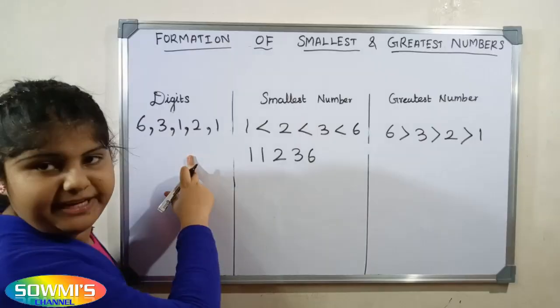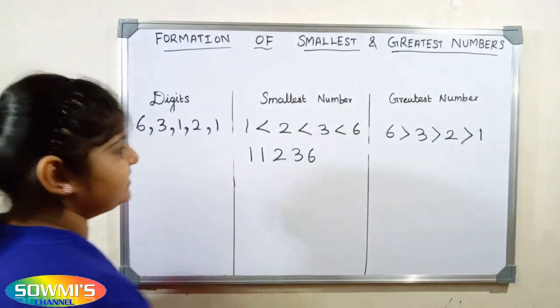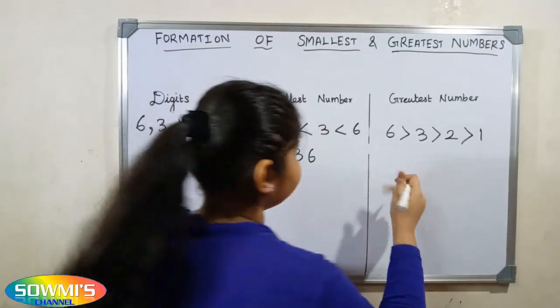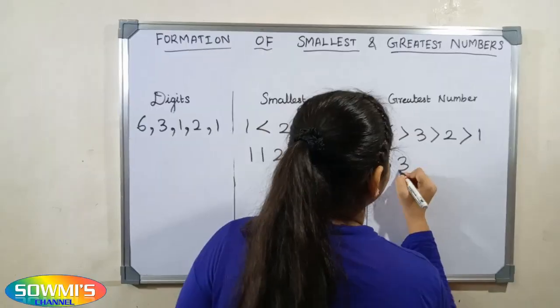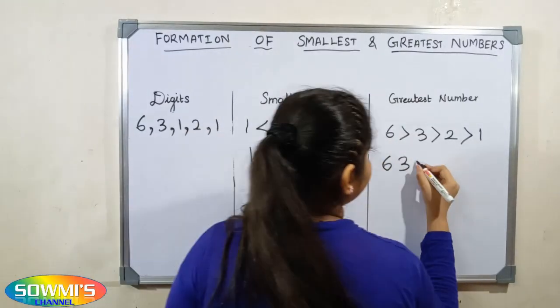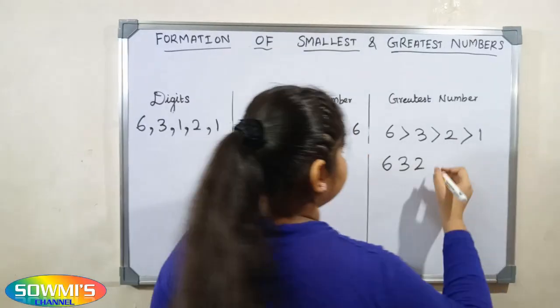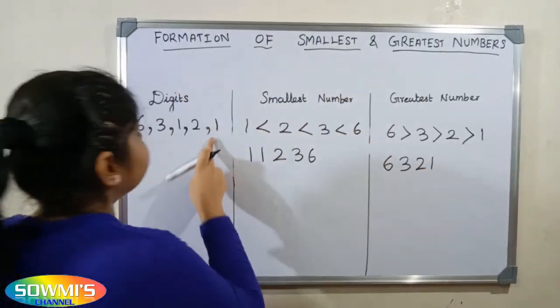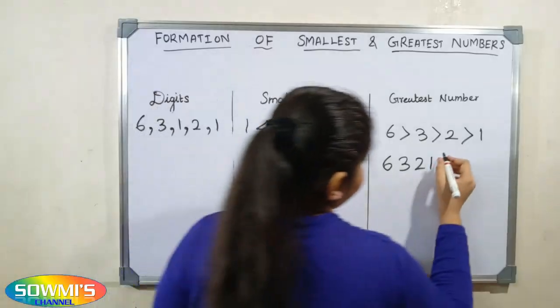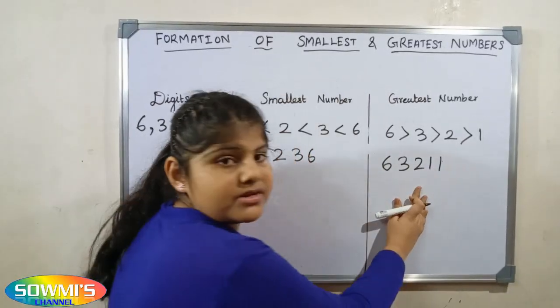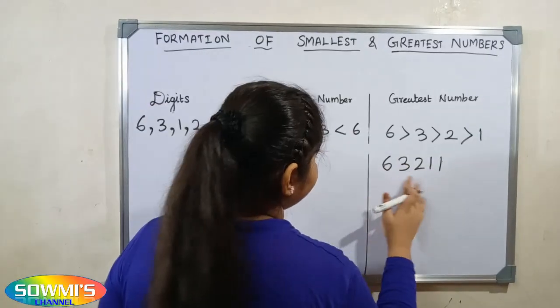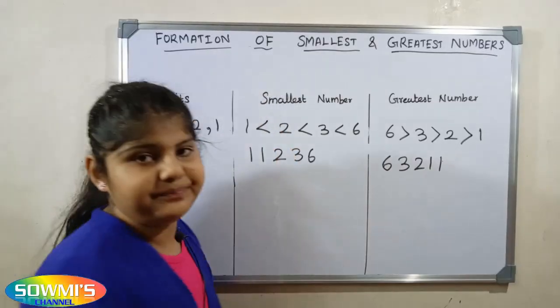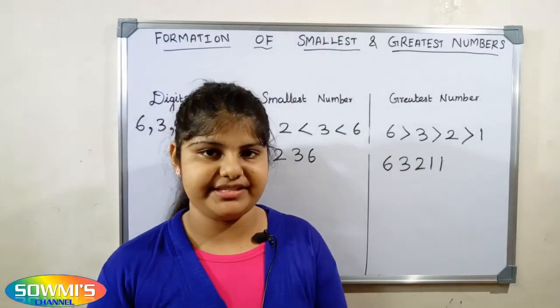Here 1 is repeated. So the greatest number is 6, 3, 2, 1 and 1. So the greatest number formed by these digits is 63,211. Next we will take one more example.